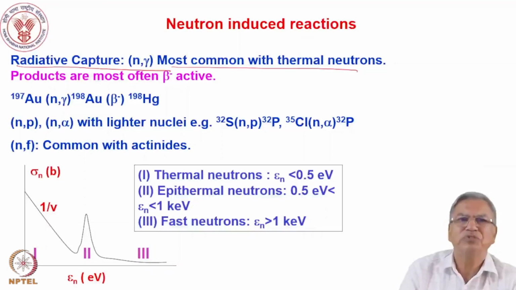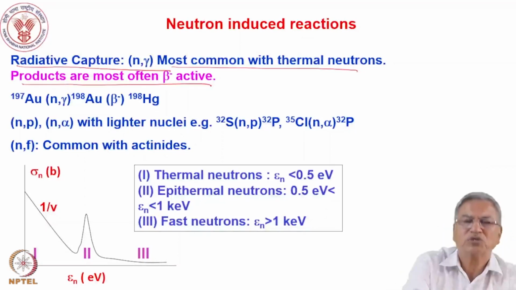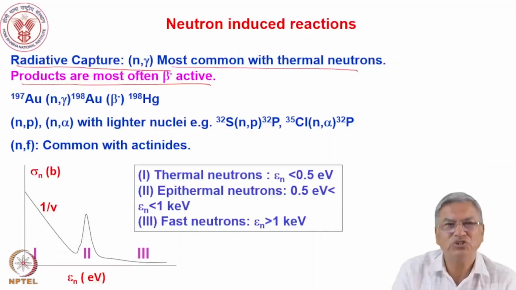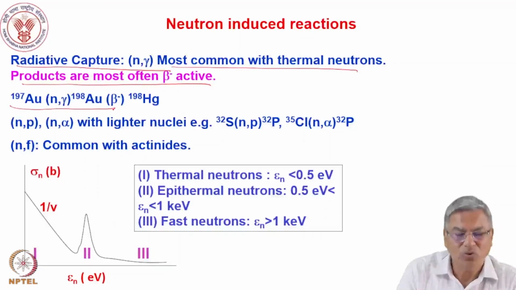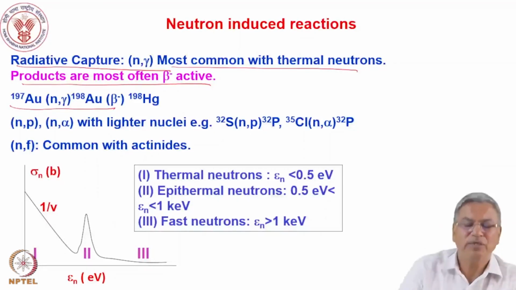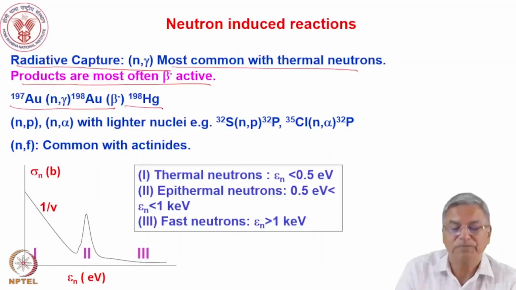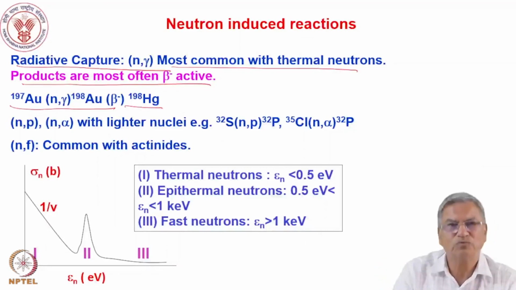And you will always see that when you add a neutron to a stable nucleus, we are increasing the neutron to proton ratio, and therefore most of the products of n,gamma reactions are beta minus active, because we are producing a neutron rich isotope. For example, 197 gold n,gamma 198 gold, and this 198 gold will be beta minus active, decaying to 198 mercury. So with heavier nuclei like cobalt, gold, uranium, tin, lead, the n,gamma is the most commonly used reaction.